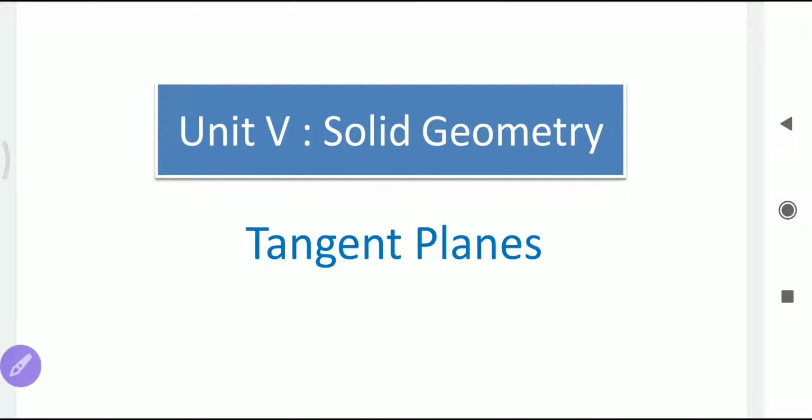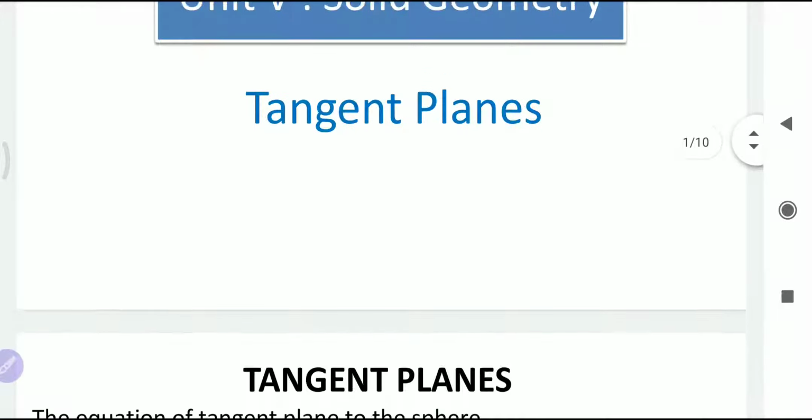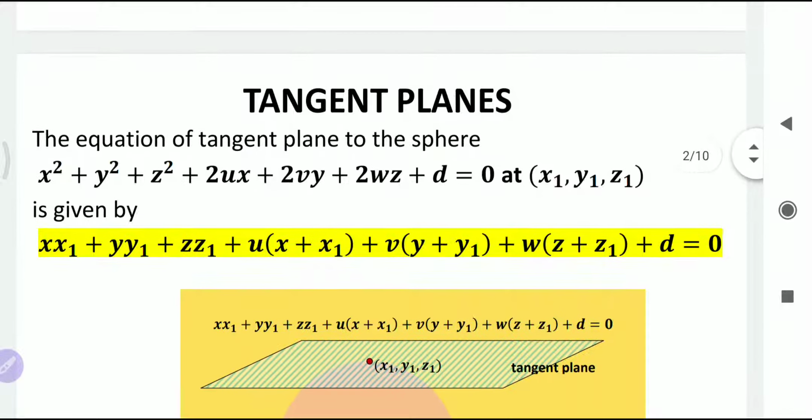Hello students, today we are going to see the next topic, tangent plane, from Unit number 5. Basically, a plane which is tangential to the sphere is called a tangent plane.